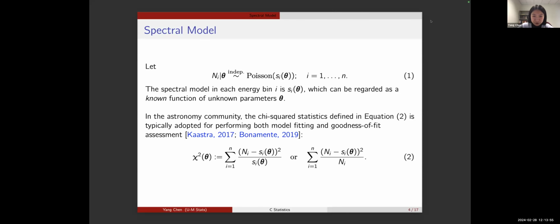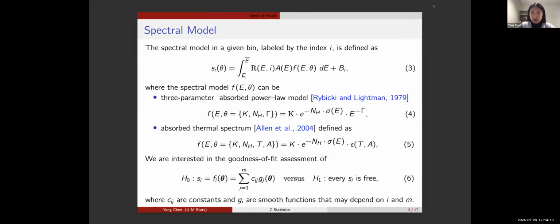So this is just one motivation for us, because we see that for the low count setting, there might be some issues with the chi-square statistics. They're still independent, but they're not chi-squared anymore. So that's where we got started. And then the actual spectral model can be quite complicated. It's typically an integration over an energy bin that has the RMF and the effective area, and some kind of spectral model f as a function of energy and theta in there.